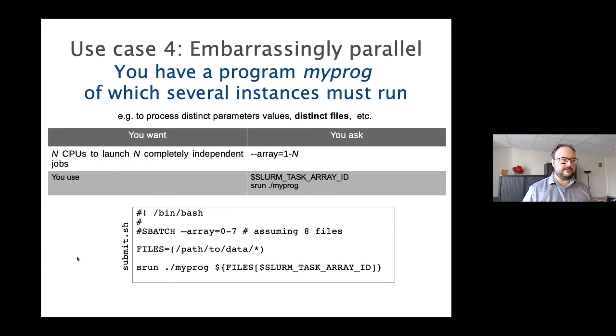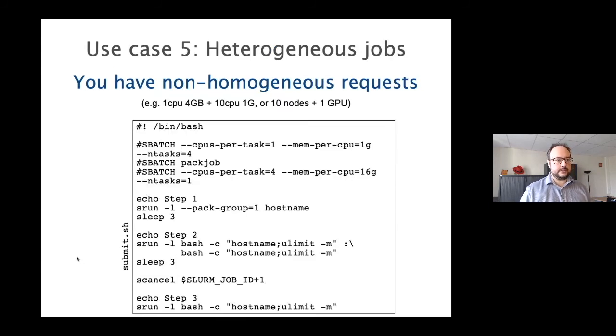Use case 5 is about heterogeneous jobs. This is when you have requests which are not homogeneous over all the CPUs. For some programs, it might make sense to request, for instance, as I write here, 1 CPU with 4 GB of memory plus 10 CPUs with 1 GB of memory, or 10 nodes plus one node with a GPU, depending on the type of jobs you have.